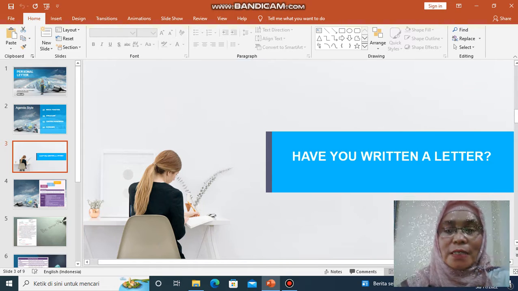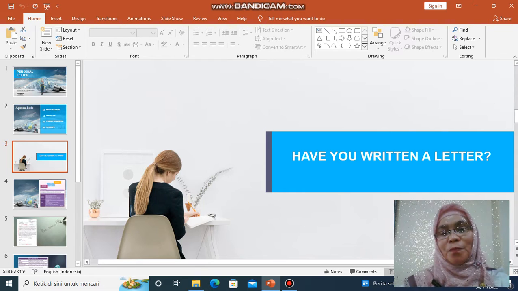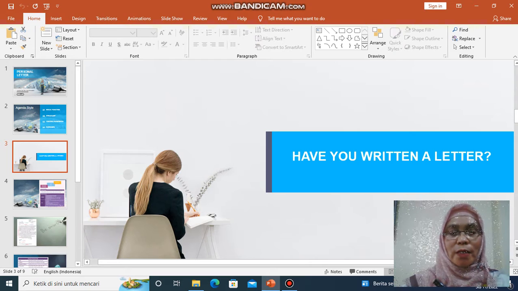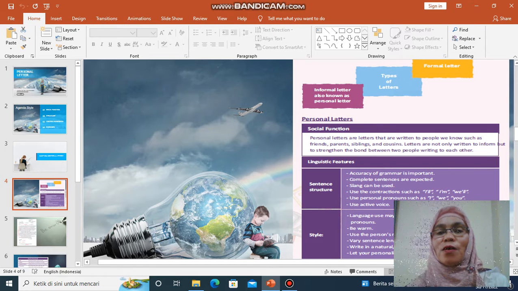Have you ever written a letter? Okay, I believe that all of you have once written a letter, even though it is only a short letter, by using your social media or by using letters, papers I mean. Okay, and now look at the letter. There are two types of letters. The first is formal letter and informal letter, and it is known as personal letter.